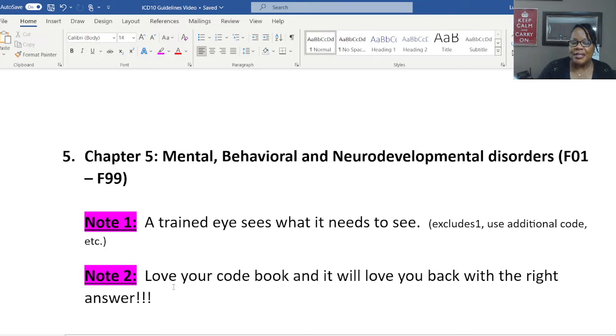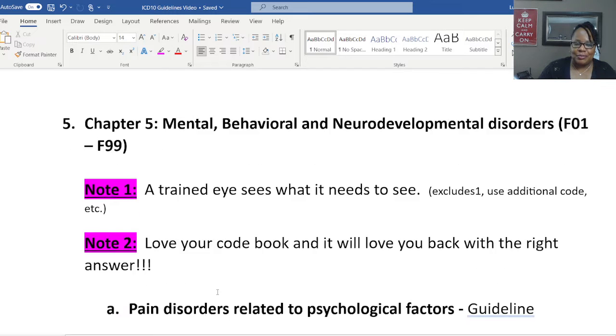My second note says, I always tell my students, love your code book and it will love you back with the right answer. I honestly feel like if you would spend time with these classifications, whether it's ICD-10-CM, CPT, and HCPCS, if you'll spend time in those books, get to know those books and learn them, they'll love you back with the right answer.